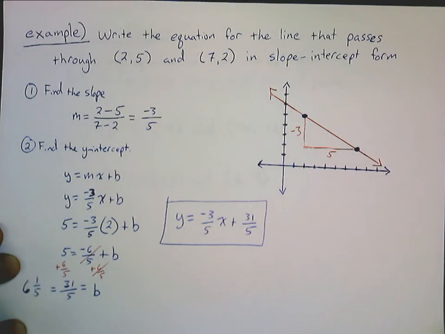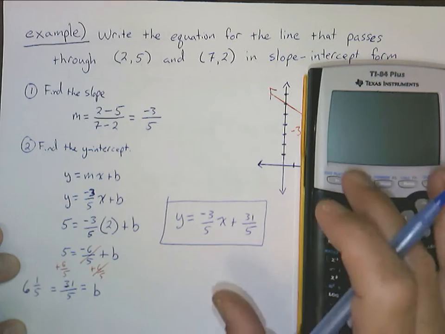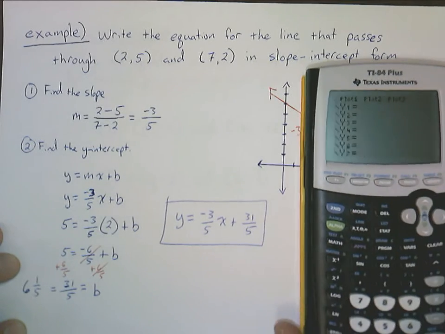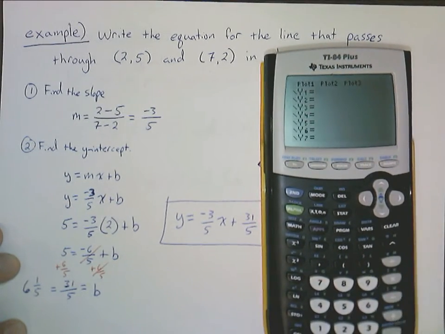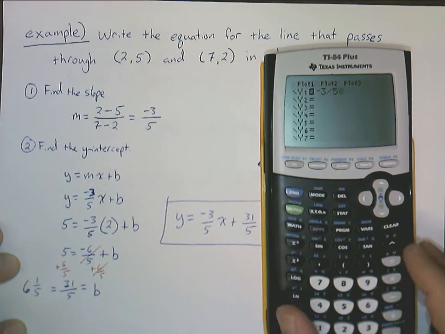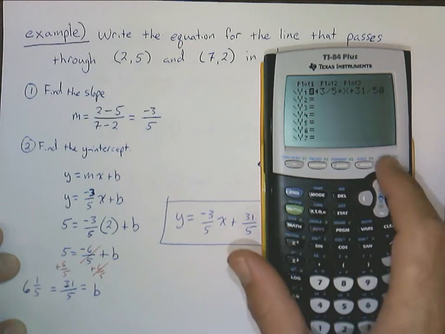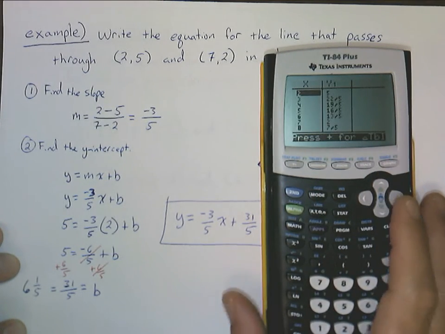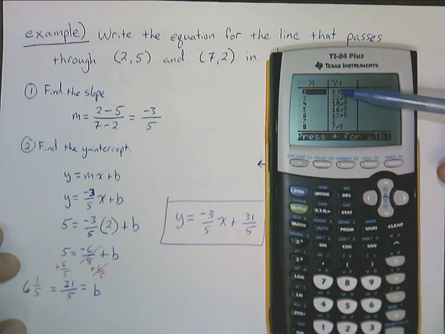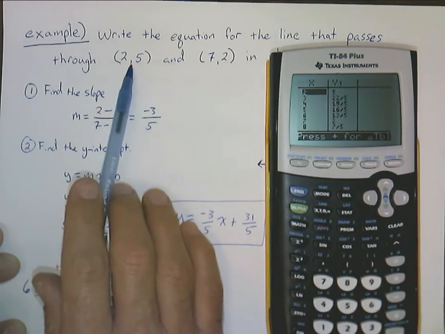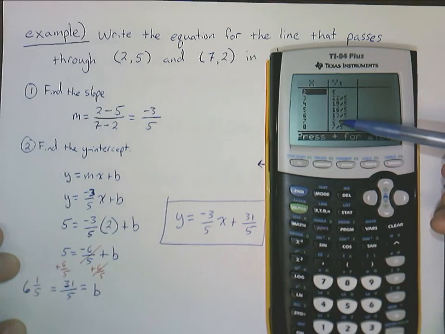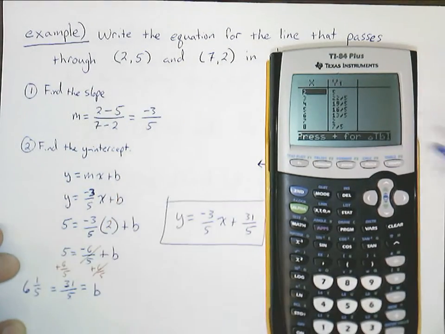If you want to check to see if we did that right, we could always go to our handy-dandy calculator and type this equation in: y is equal to negative 3 fifths times x plus 31 fifths. Maybe we go to the table, and let's see here. Oh, wouldn't you know it? There's the (2, 5), which was supposed to be on our line, and there's the (7, 2), which was supposed to be on our line.